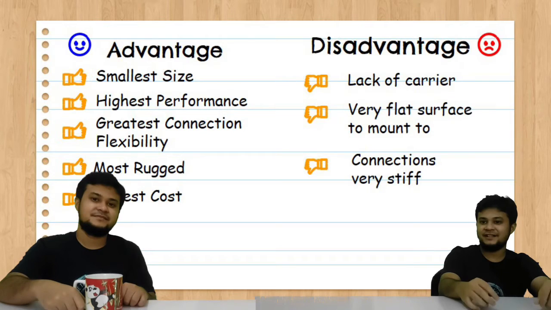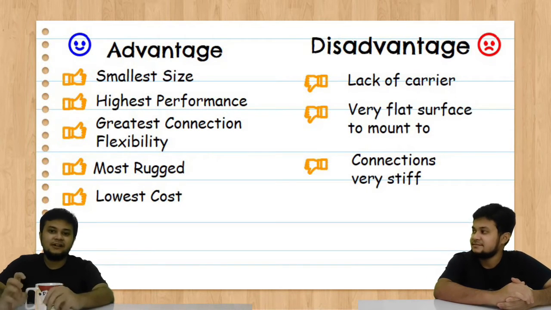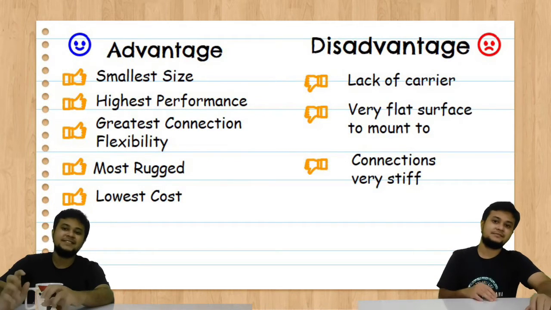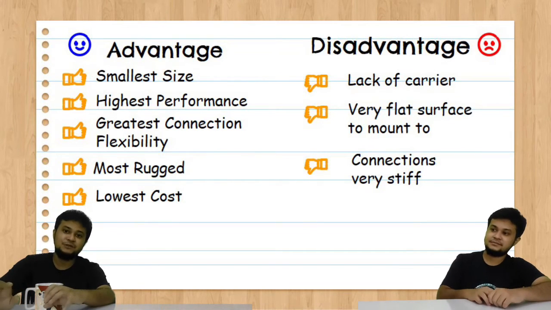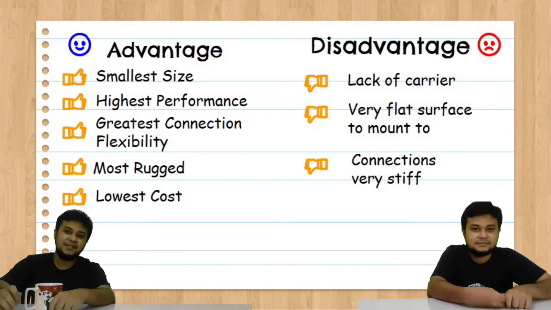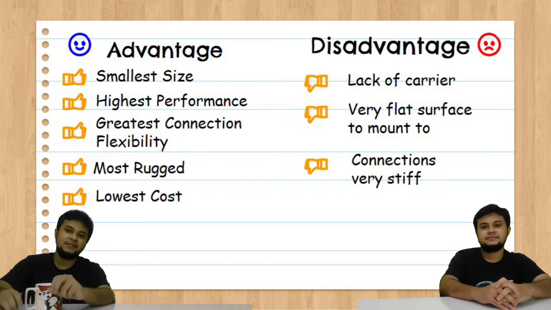So what about the disadvantages, Imran? Flip chip has several disadvantages as well. The lack of a carrier means they are not suitable for easy replacement or manual installation. They also require a very flat surface to mount to, which is not always easy to arrange or sometimes difficult to maintain as the board heats and cools. Also, the short connections are very stiff, so the thermal expansion of the chip must be matched to the supporting board or the connection can crack.